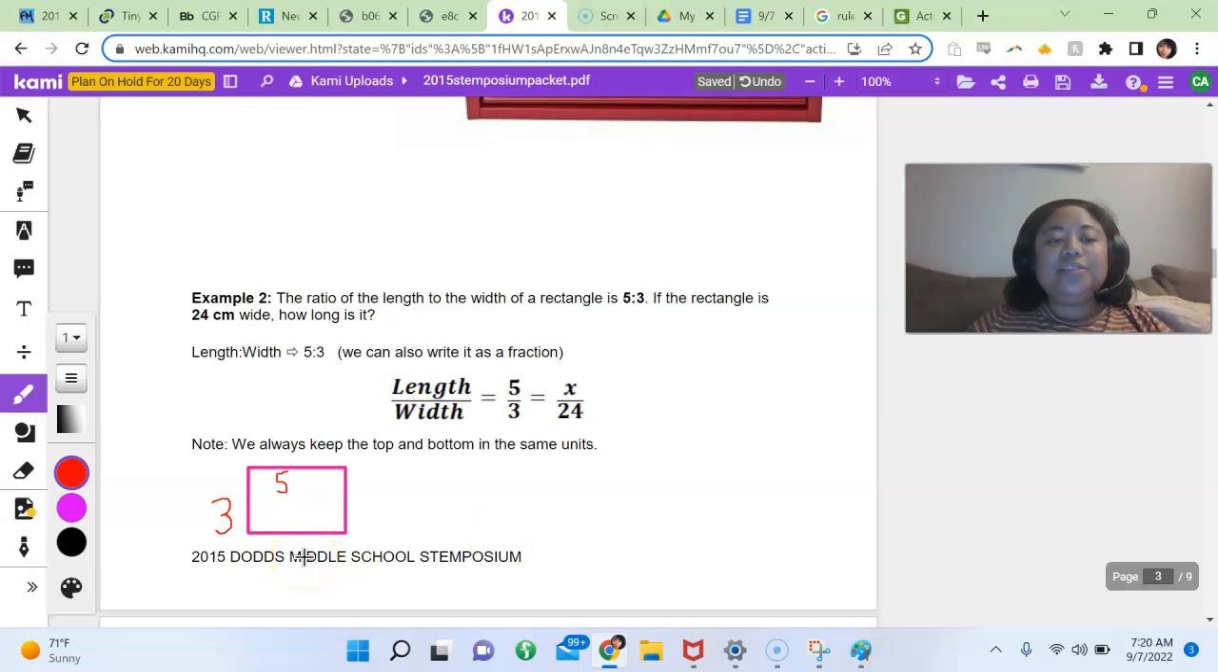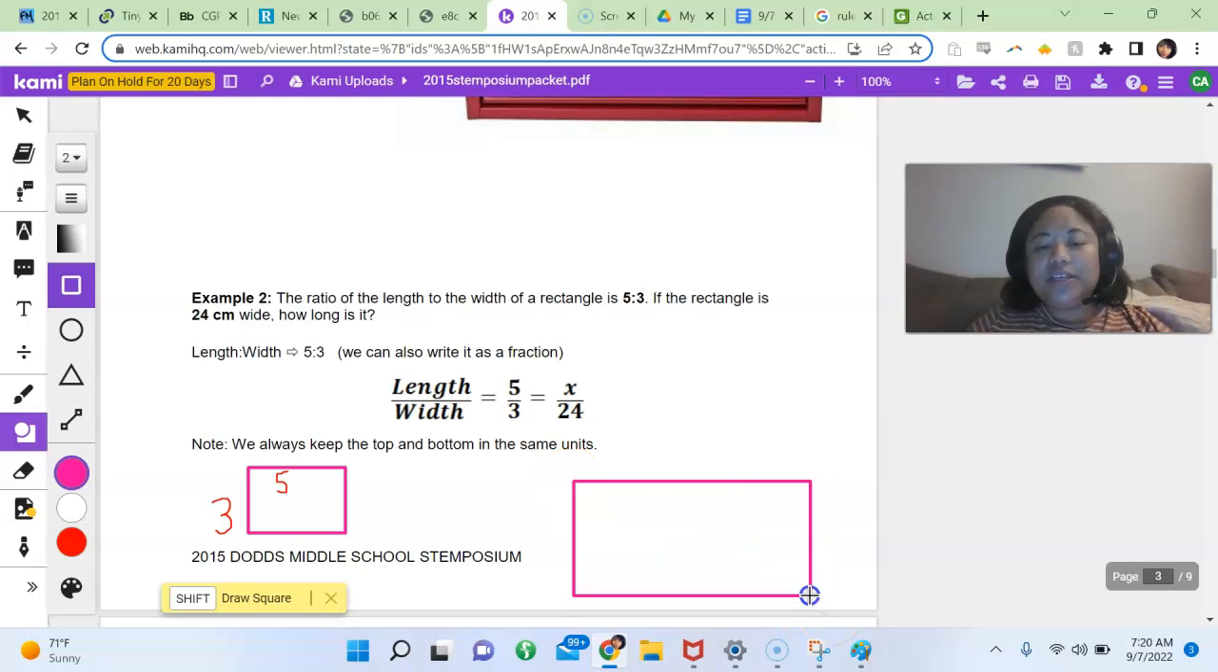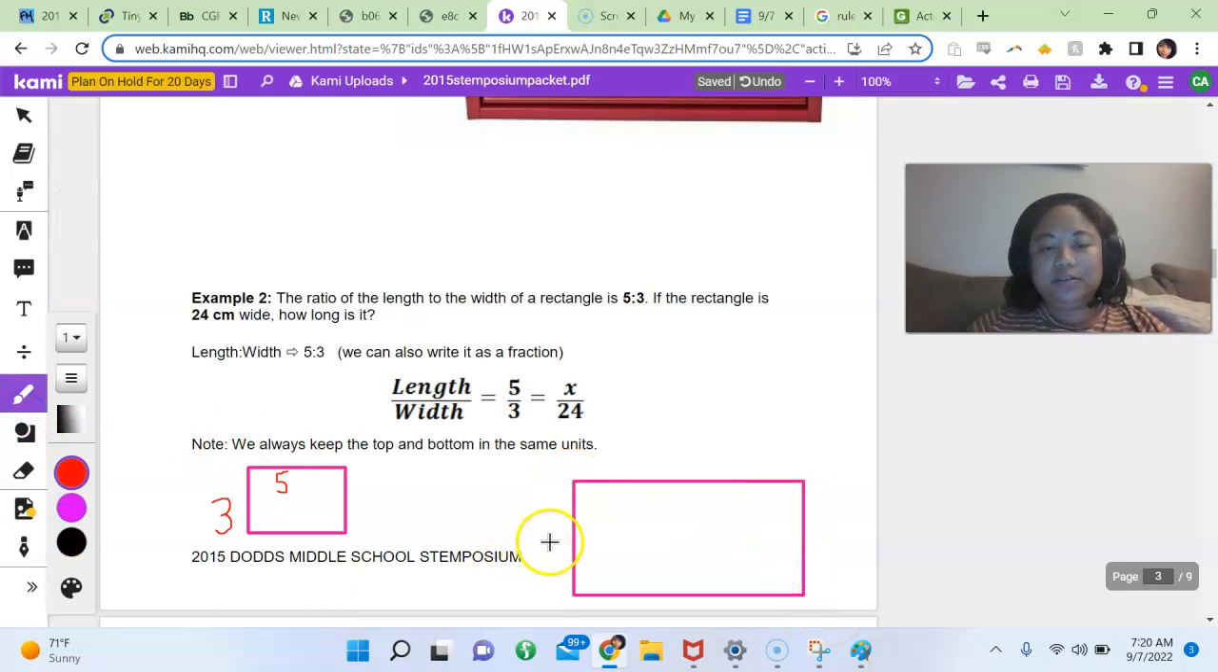Then I took this rectangle and I have enlarged it so that I have a new rectangle. The rectangle is 24 centimeters wide. So I have a new rectangle here. This one is 24 centimeters wide. But I do not know how long it is. So this is an X because I do not know what it is. I'm going to use an X to represent the unknown quantity. So we'd like to know how long the length of this rectangle is.